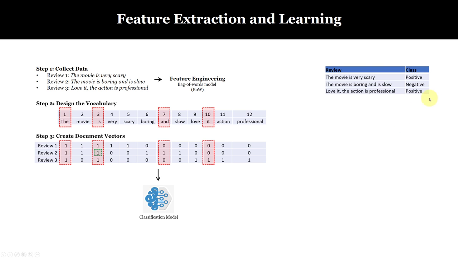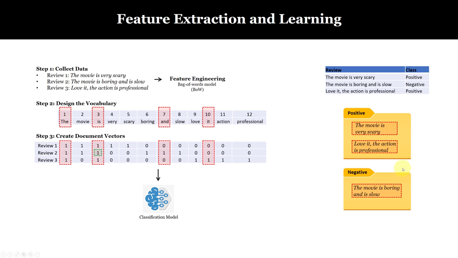So you may find the dataset looks something like this, which has 2 columns, the review column and the class column. In this case, we can just use bag of words, extract features, use a classifier and build a classification model.